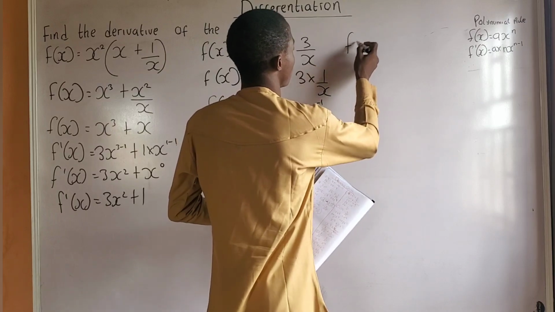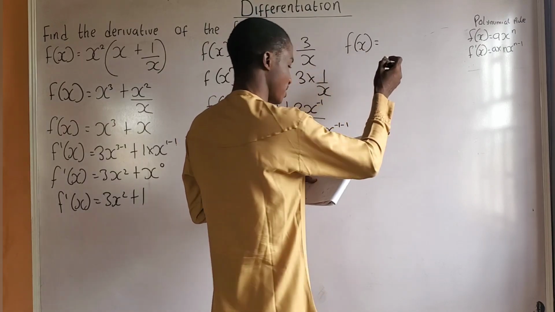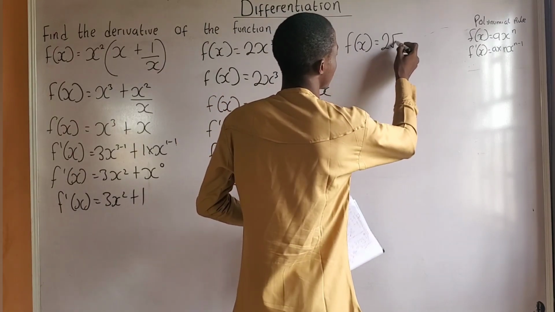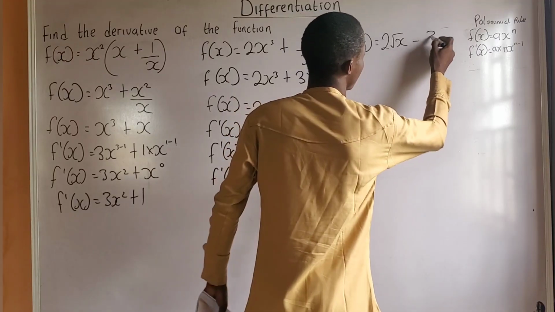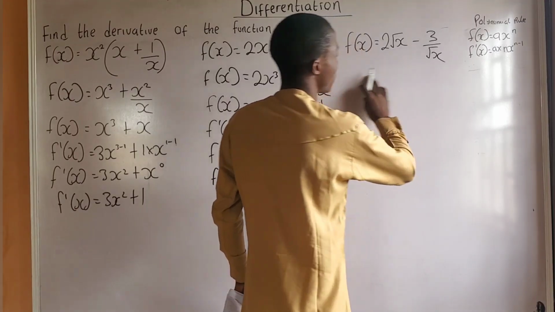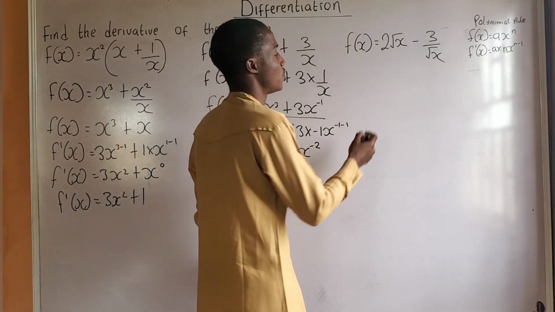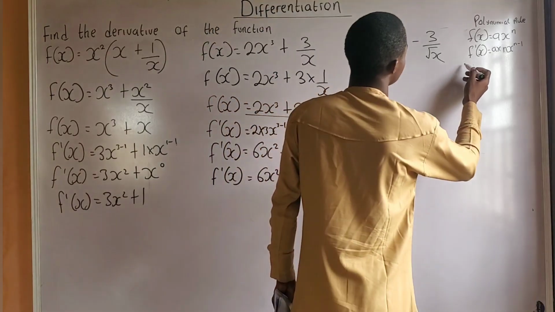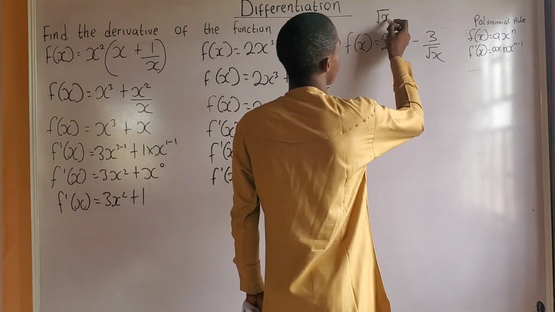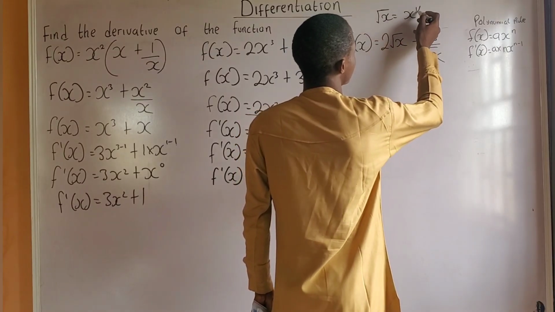What if you are given f of x? f of x is equal to 2 root x minus 3 over root x. How will you find the derivative of this function? Okay, it is simple. Don't forget that root x, the square root of x, is equal to x raised to the power 1 over 2, right?